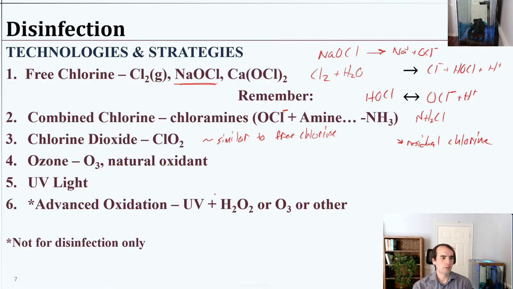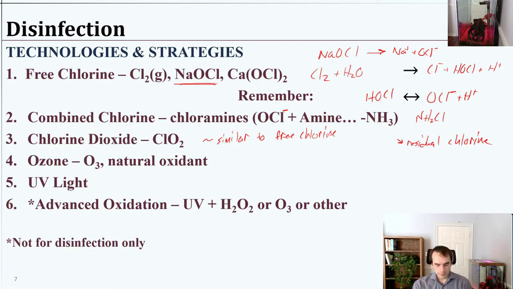So ultraviolet light would be our number five here in terms of disinfecting. I mentioned it earlier, but essentially the goal here is to cause the DNA in microorganisms to stop functioning so that they're no longer able to replicate properly. If we can do that, then we can disinfect pretty well.